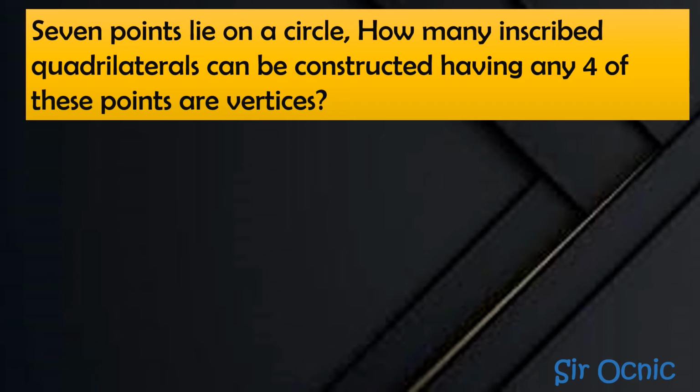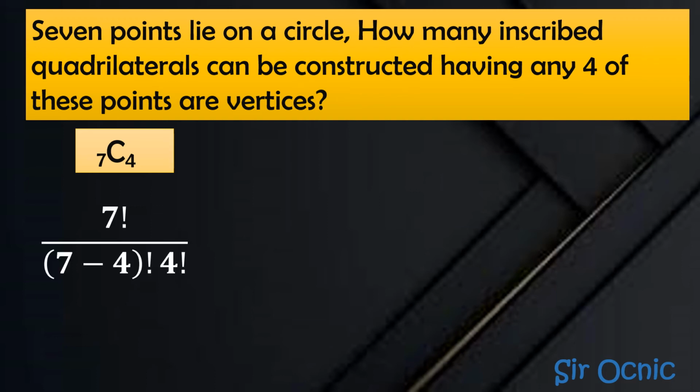7 points lie on a circle. How many inscribed quadrilaterals can be constructed having any 4 of these points as vertices? This problem can be represented by a combination of 7 taken 4 at a time, since a quadrilateral has 4 vertices, and there are 7 points that lie on the circle.